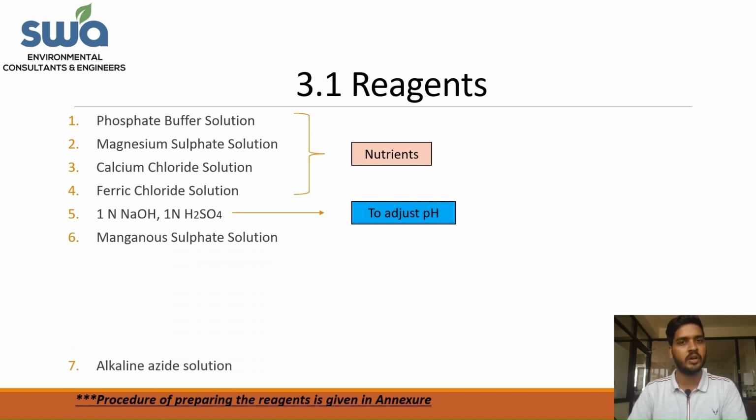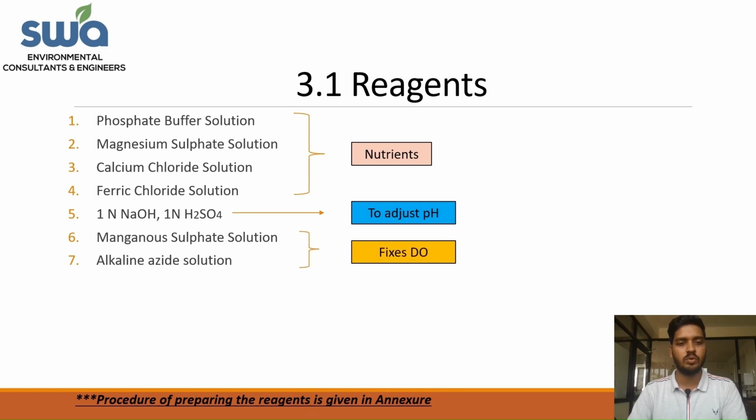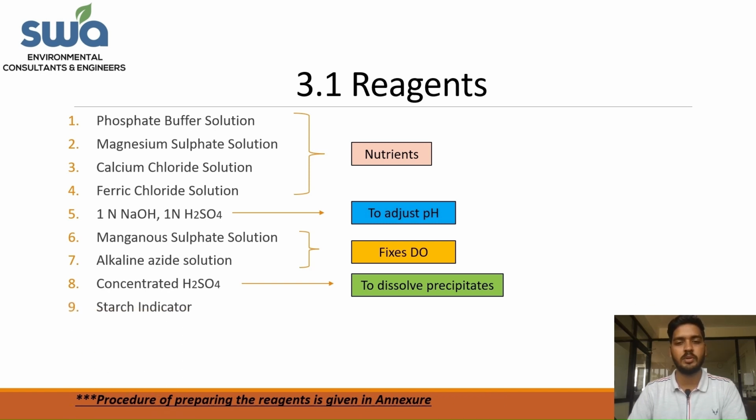Then we will require manganese sulfate solution and alkali azide solution. These 2 reagents fix the DO, the dissolved oxygen, in the sample. Then we will require concentrated H2SO4, which dissolves the precipitates generated by the manganese sulfate and alkali azide. So these are the reagents required to perform the procedure. The preparation of all these reagents is given in the annexure. You can refer to the annexure to know the exact procedure of preparing the reagents.